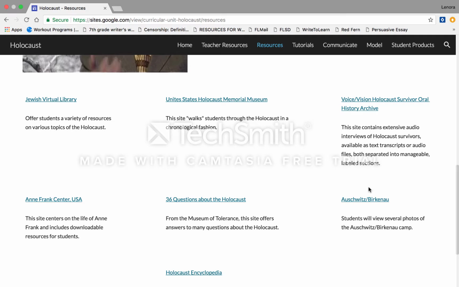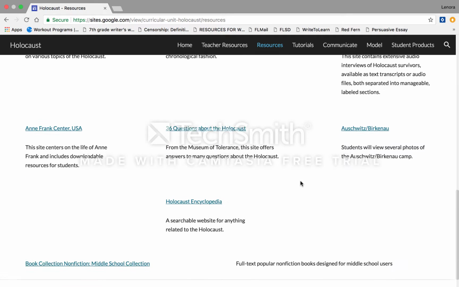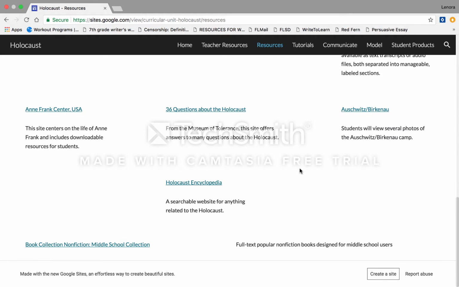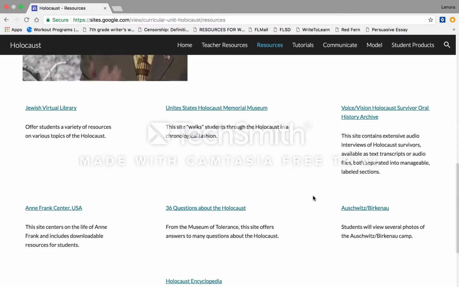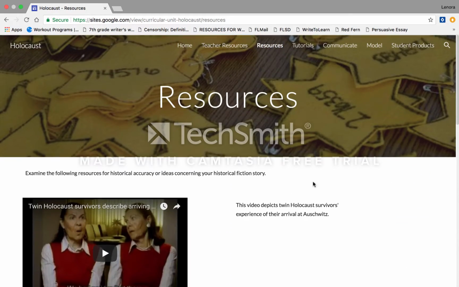This one will actually give them photos, which again are graphic, but we will have tried to prepare them for that as much as we can. Holocaust Encyclopedia, and then I have a Badger Link database down here for a middle school collection for nonfiction, if they wanted to read nonfiction prior to starting their rough draft.